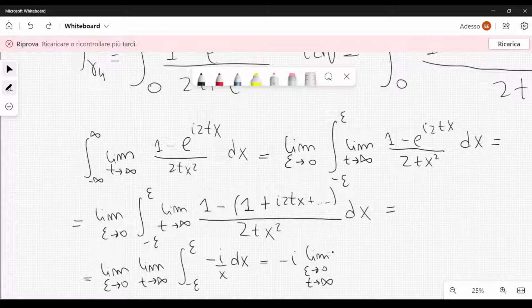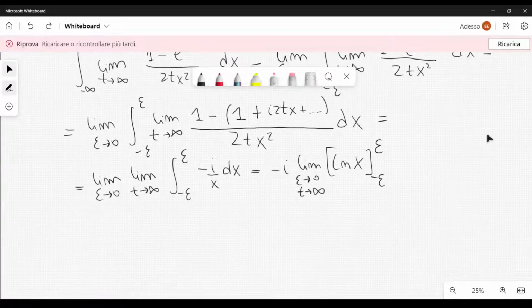It doesn't really matter too much. And then I have here the natural log of x to be evaluated between minus epsilon and epsilon. When I deal with complex numbers, then the integral of 1 over z, or x in this case, but in this case we have to be a little bit more careful and generalize the expression that we have for the integral of 1 over x.